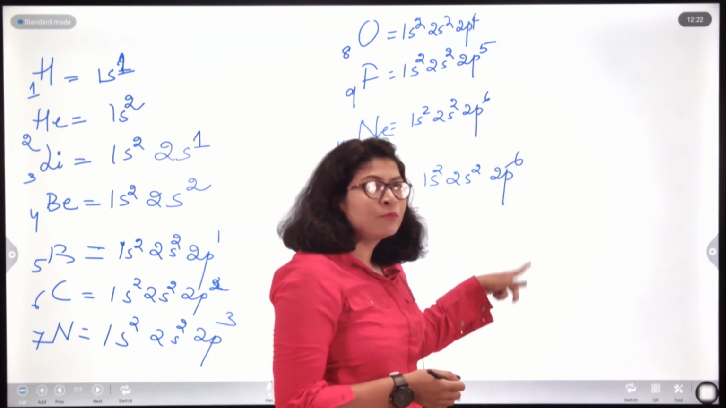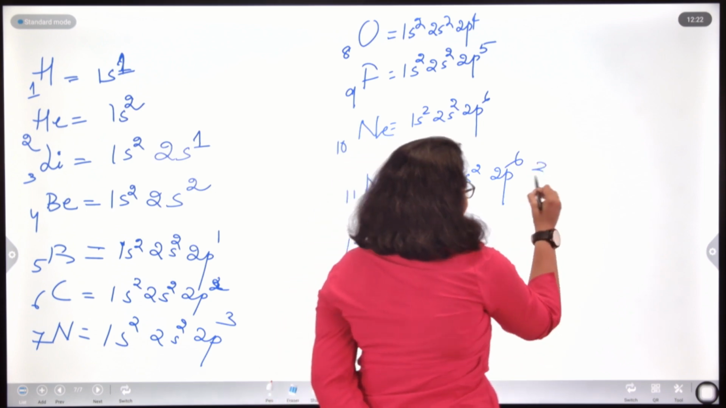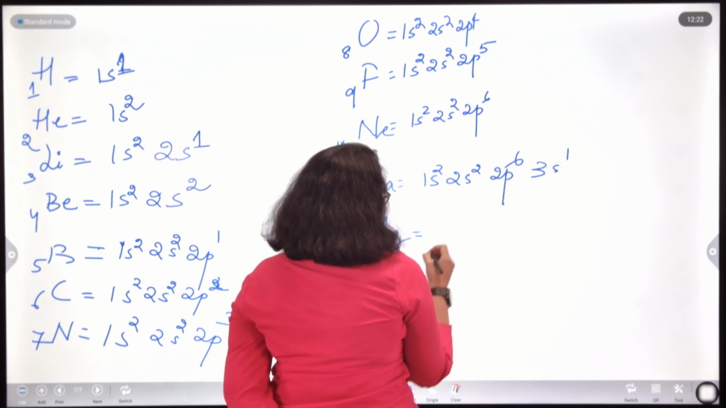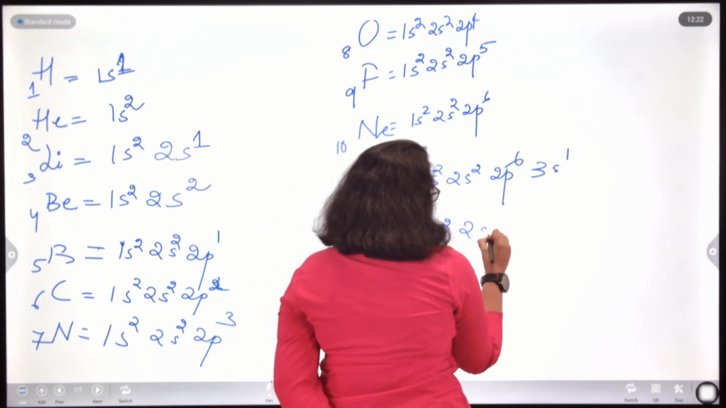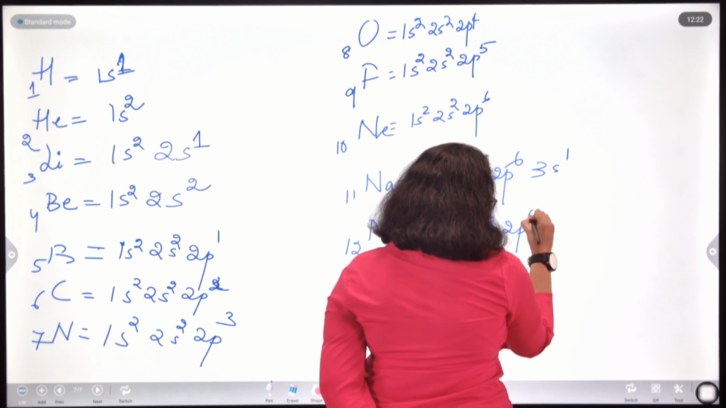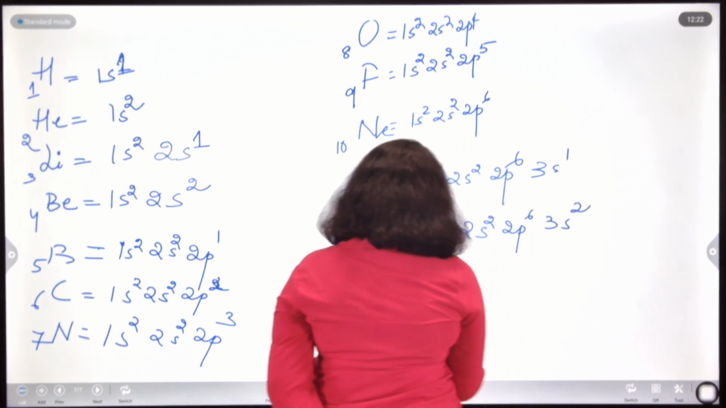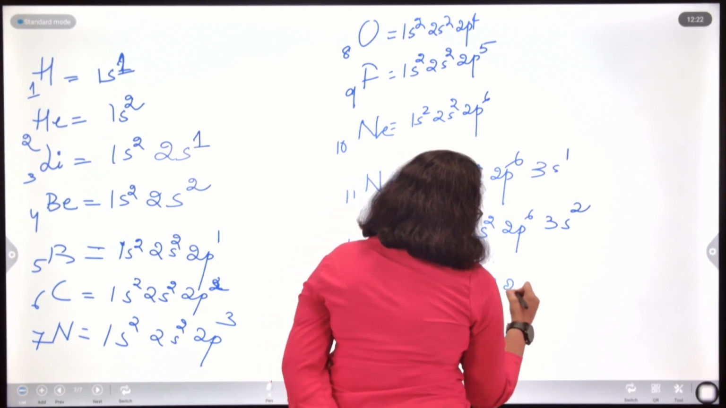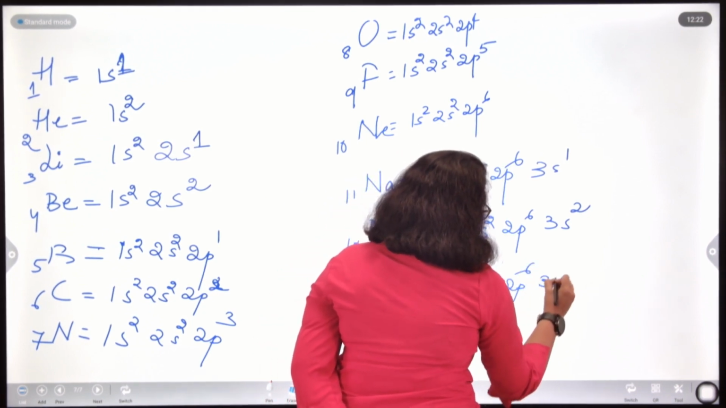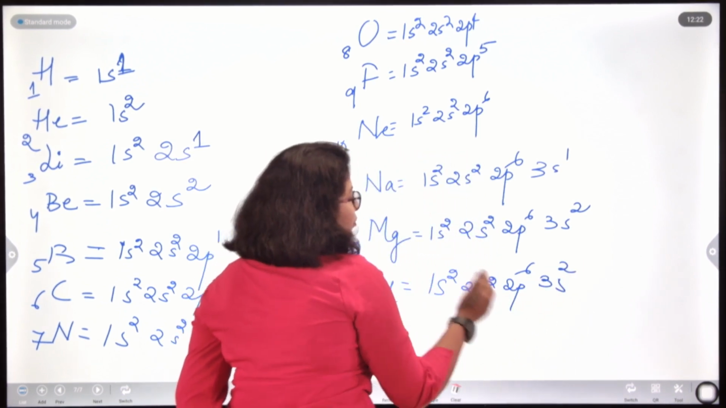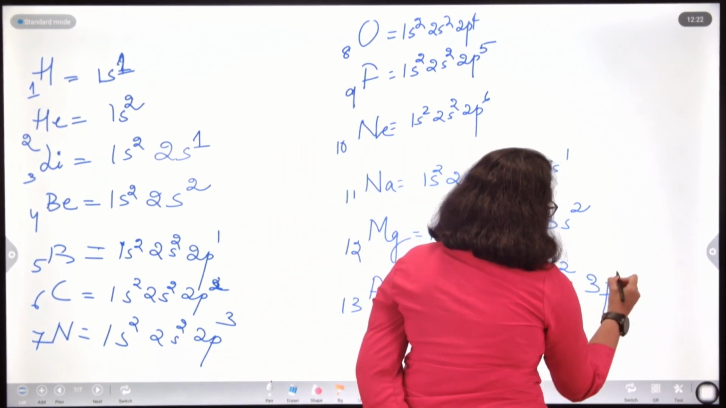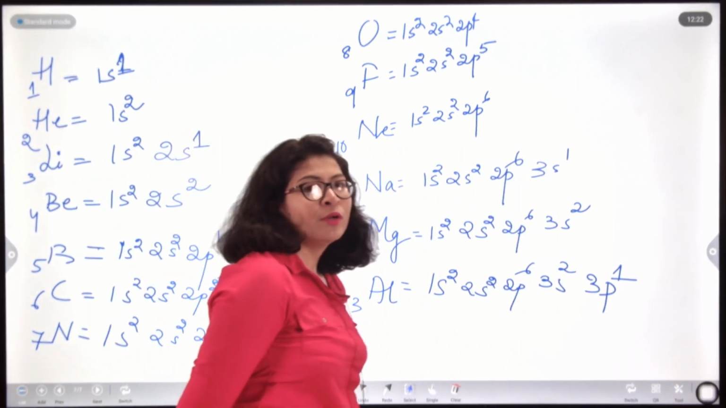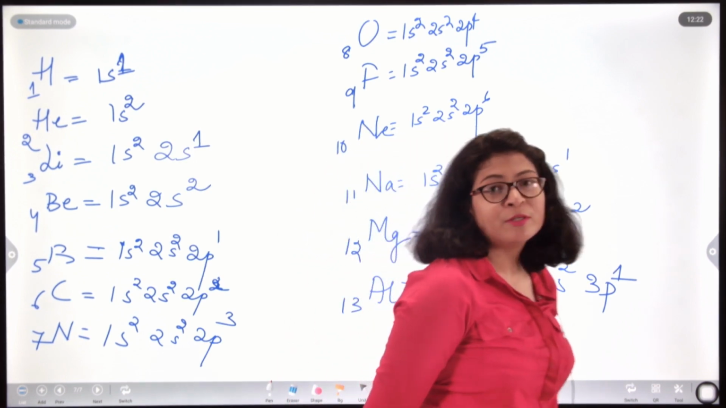After completing 6, we will move on to 3s. So, for sodium it will be 3s1. Again, that will be filled up till it is fully filled. So, magnesium is 1s2, 2s2, 2p6, 3s2. Aluminium will be 1s2, 2s2, 2p6, 3s2. Now, 3s is completely filled. Next, we will move on to 3p. So, you will get 3p1. Okay. So, these were the electronic configurations of the first 13 elements of the periodic table.